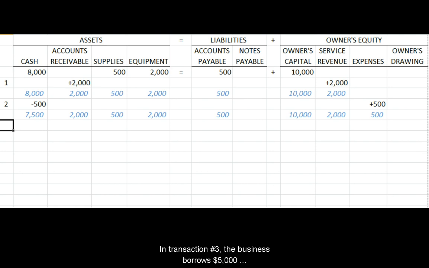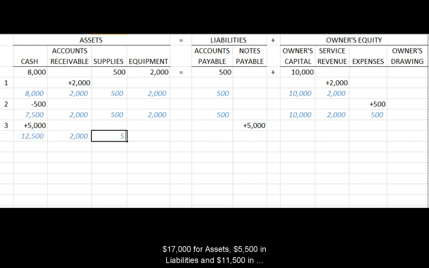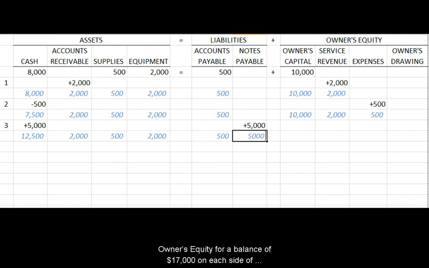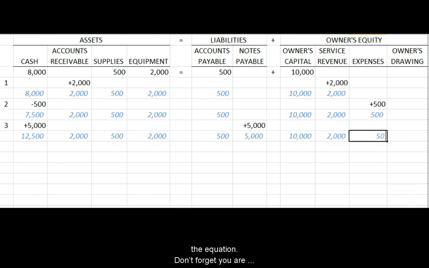In transaction number 3, the business borrows $5,000 from the bank on a note. In this transaction, cash is increased by $5,000 and notes payable is also increased by $5,000. This gives us balances of $17,000 for assets, $5,500 in liabilities, and $11,500 in owner's equity for a balance of $17,000 on each side of the equation. Don't forget you are subtracting the balance in expenses.